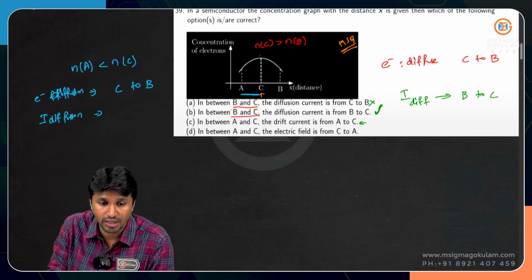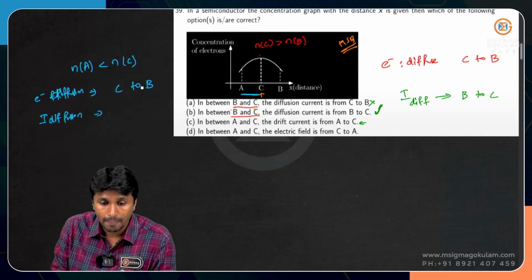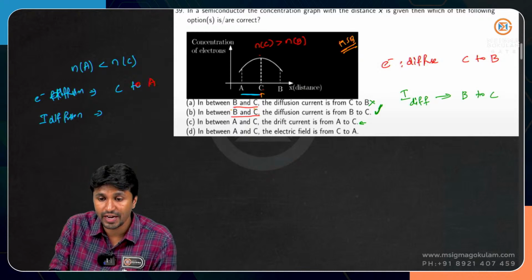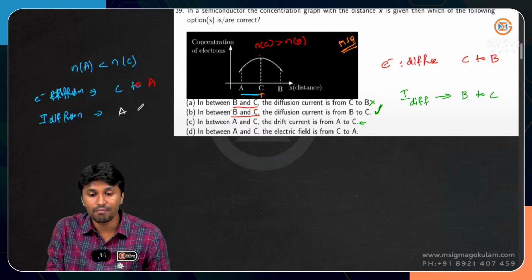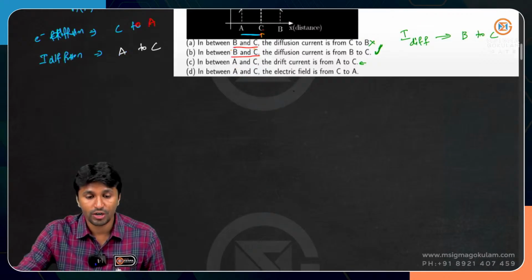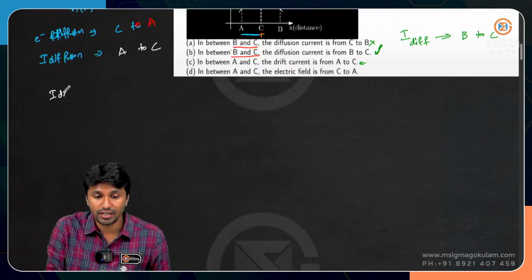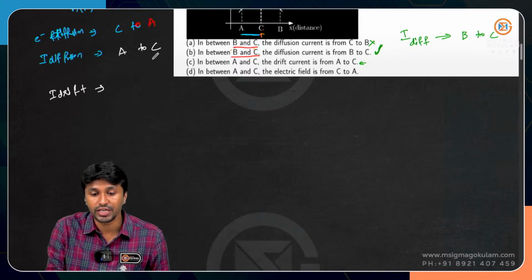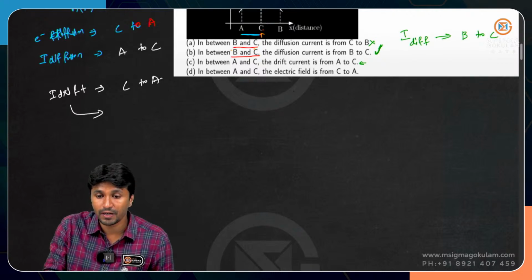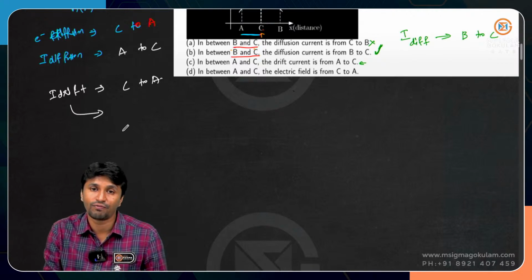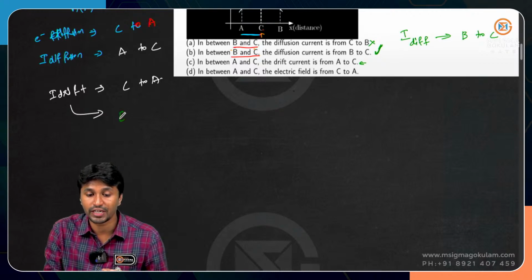it is between the points A and C, right? So the electrons diffuse from C to A, so the current due to this diffusion will flow from A to C, right? In order to cancel out this current, the diffusion current is flowing from A to C, so the drift current has to flow from C to A. And the drift current flows in the direction of the E field.